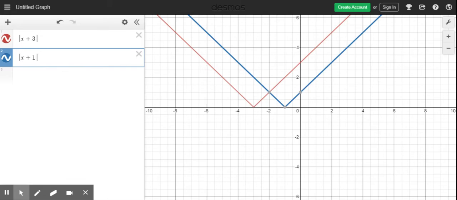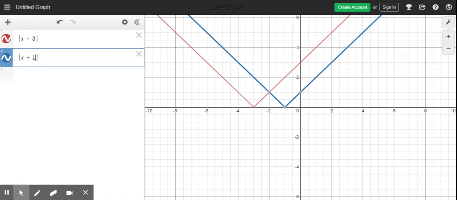So by changing this 3 to a 1, I cause this function to move to the right. Another way of thinking about this is I subtracted 2 from my domain essentially, from this value. So when I subtracted 2 on the inside, I ended up moving the function to the right.